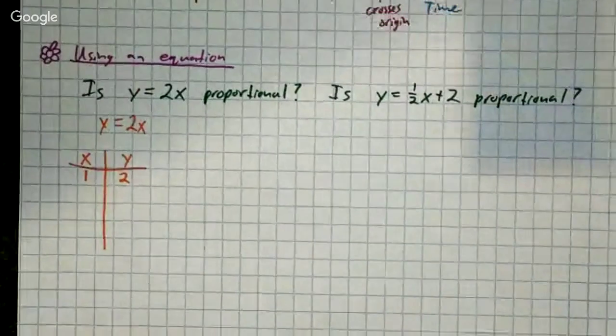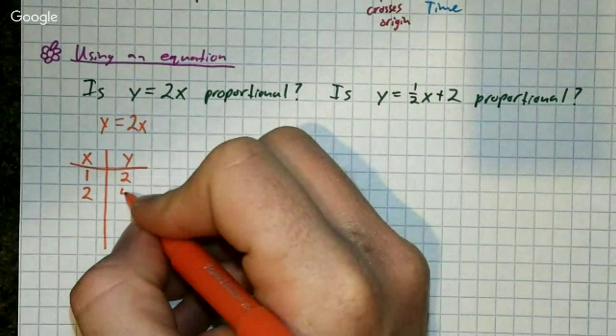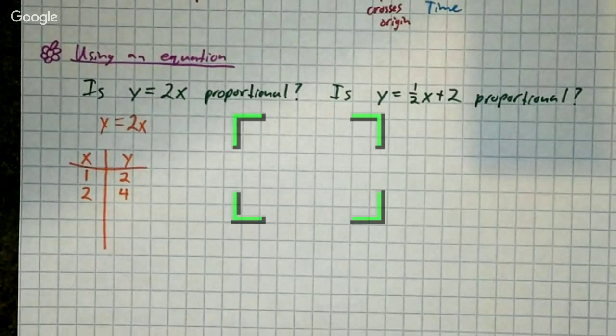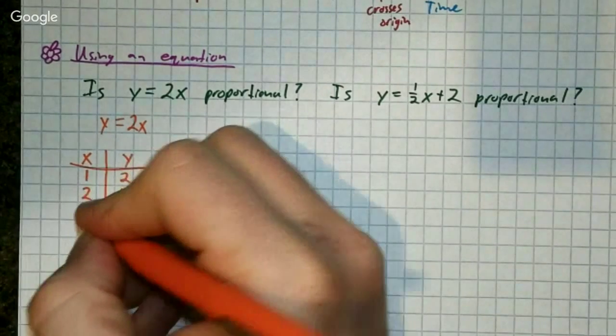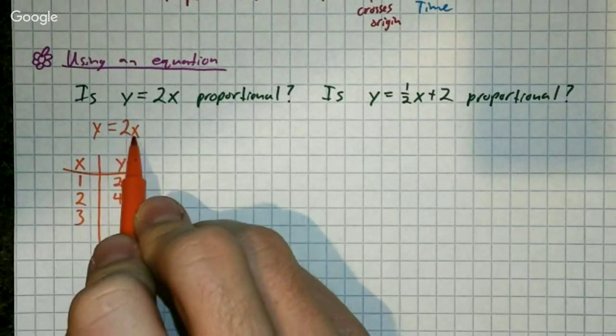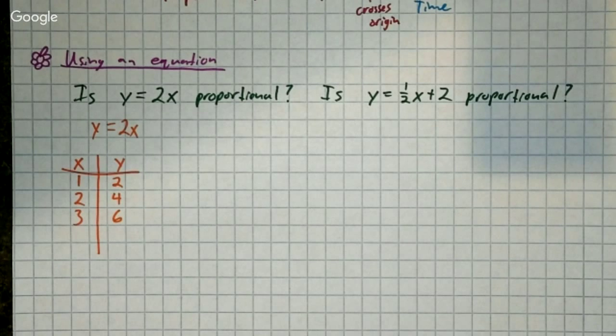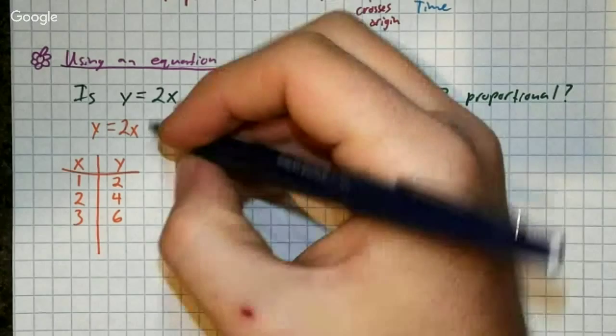Okay, let's try a different one. x equals 2 now. 2 times 2 is 4. y is going to equal 4. Let's try the next one, 3. 3 is now x. 3 times 2 is 6. So y equals 6. Okay, that's probably enough for now. Let's go ahead and draw a little graph and see if this is proportional.